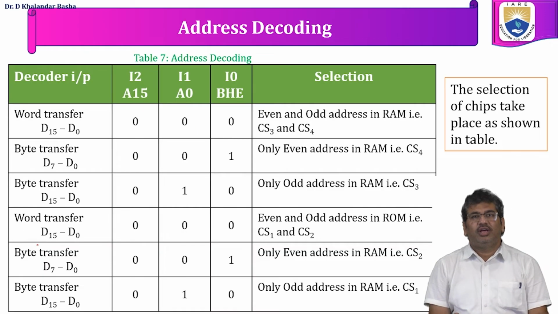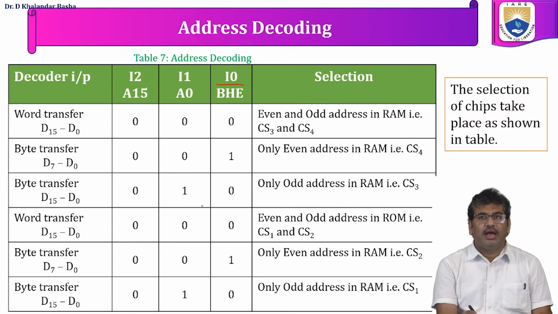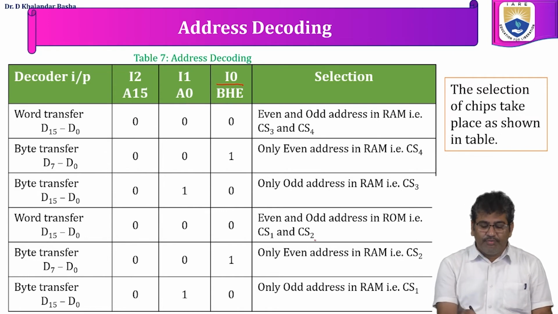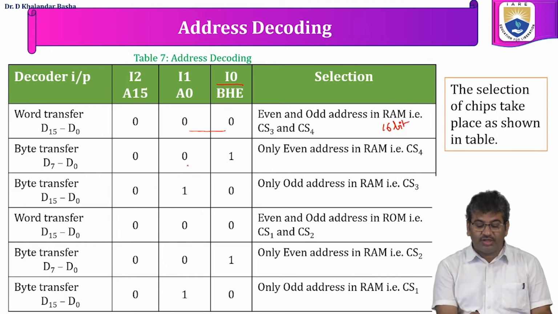So now the decoder we are going to give three signals: BHE bar, A0 and A15. Whenever BHE bar and A0 are 0, 0, it indicates a 16-bit data transfer. Whenever these bits are 0, 1, as BHE bar is equivalent to 1, it is the lower 8 bits corresponding to even address, and the size of the data is 8-bit.